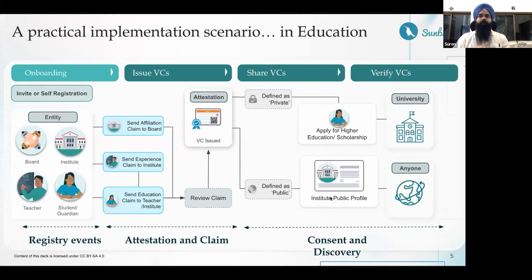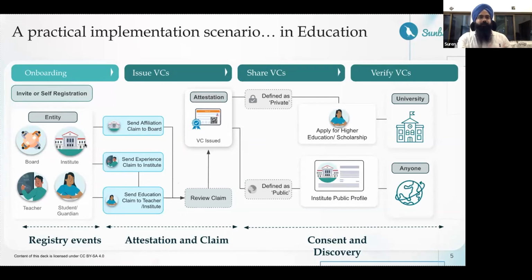So how do you know an institute indeed is a government approved institute or not? Such a variety of use cases can be made available through Sunbird RC, the registry component of it especially. Imagine a board sets up a registry of institutes or schools which are providing education. Each of these institutes makes an affiliation claim to the board, and the board is able to review and provide them a certificate, some part of which becomes their public profile, which anybody can verify at any time, that the institute indeed is a valid institute.